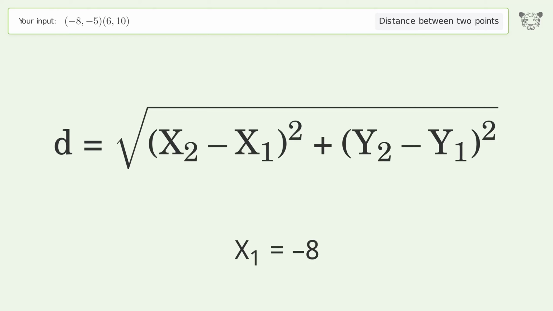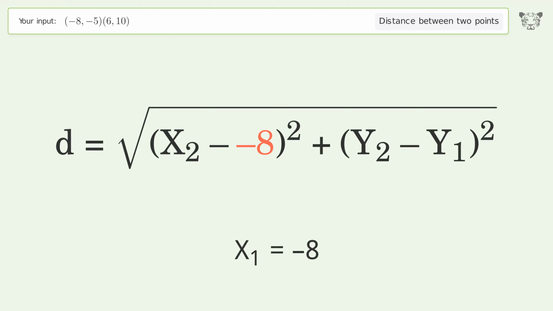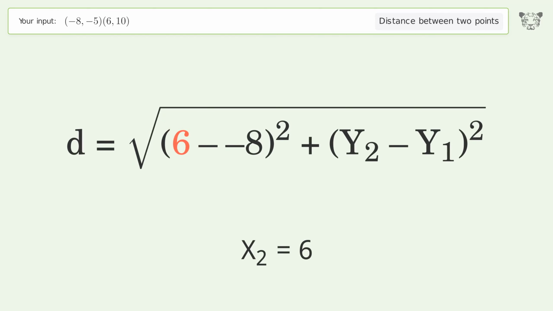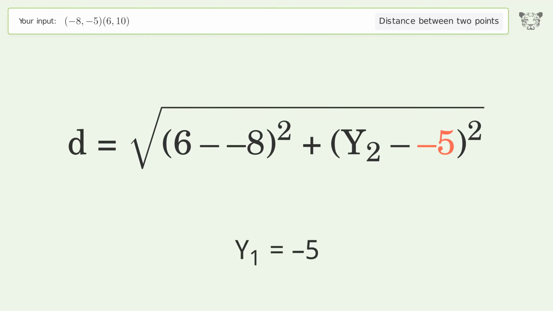x1 equals -8. x2 equals 6. y1 equals -5. y2 equals 10.